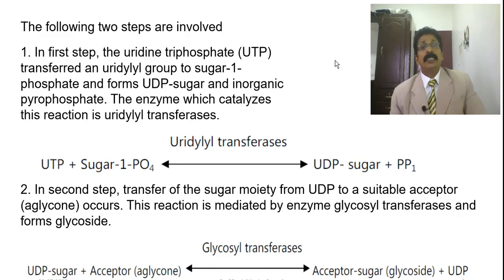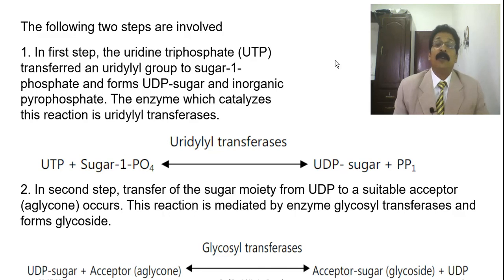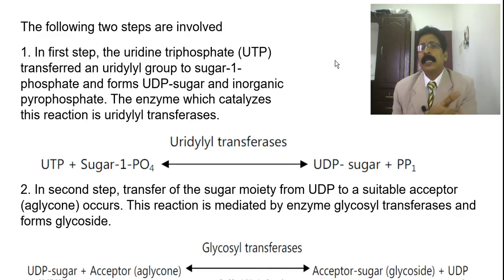In the first step, the uridine triphosphate transfers the uridyl group to sugar 1-phosphate and forms uridine diphosphate sugar and inorganic pyrophosphate. The enzyme which catalyzes this reaction is uridyl transferase, which we discussed before. So the uridyl transferase, it's just coupling, it's just joining the uridine triphosphate.